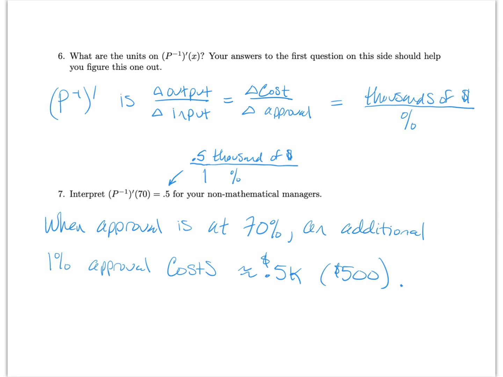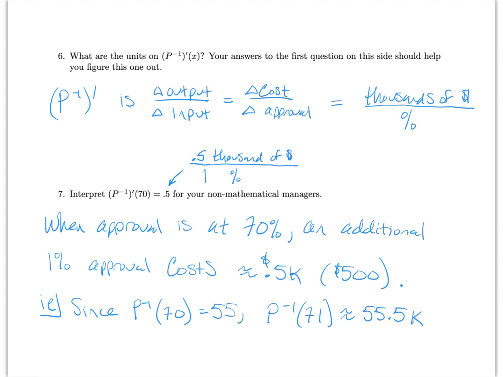I.e., since P inverse of 70 was 55, P inverse of 71, to get one additional percent approval, it'll cost approximately 55 and a half thousand dollars, right? An additional $500.